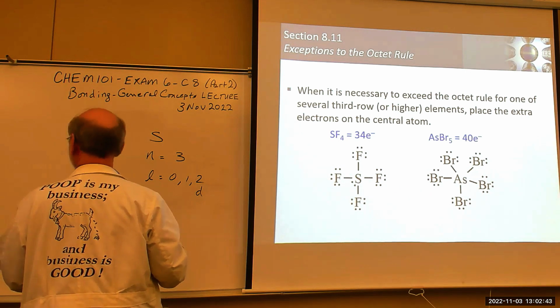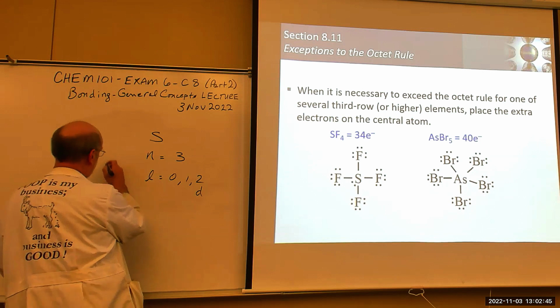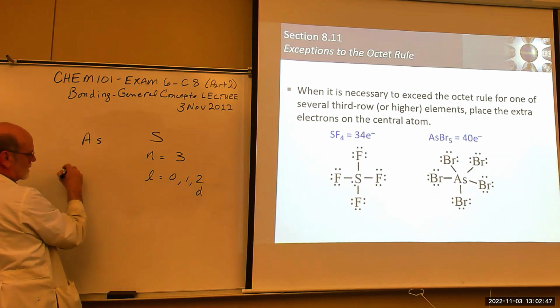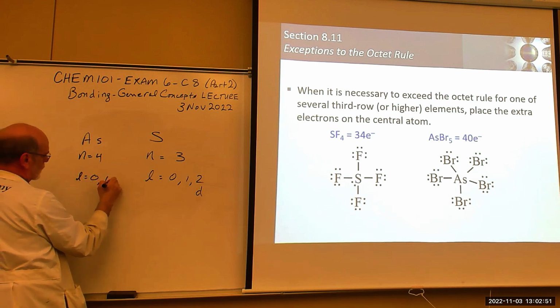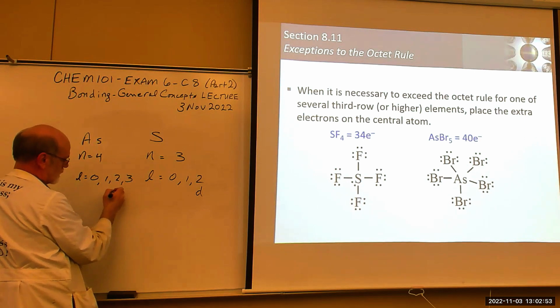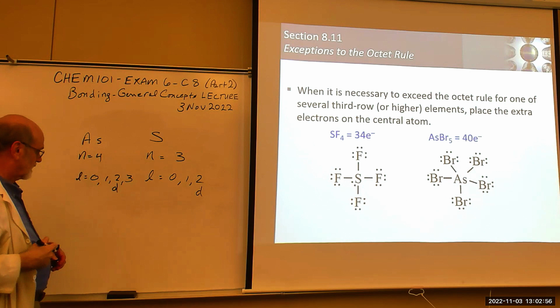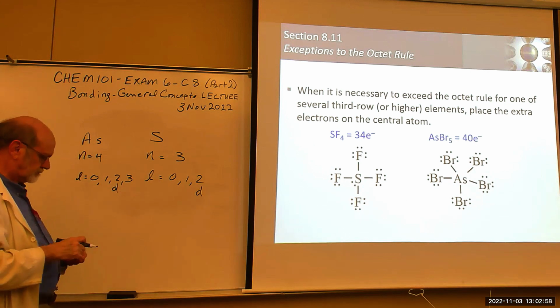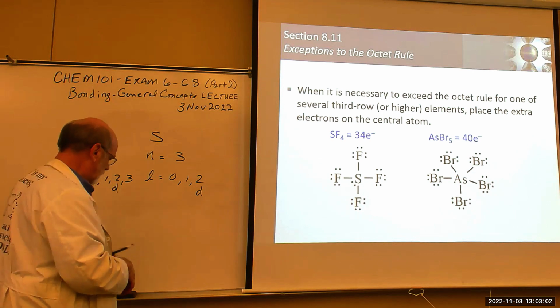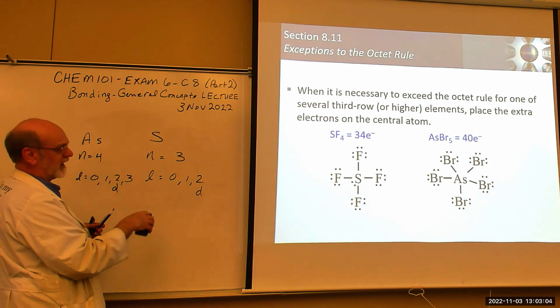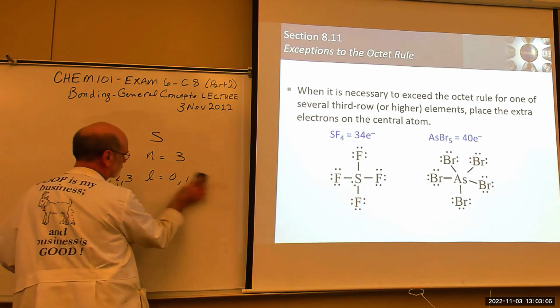Arsenic actually is in the fourth period. So arsenic has n equals 4, l equals 0, 1, 2, 3. So there's your d. You can even go up to f. But that's how we account for violations of the octet rule.